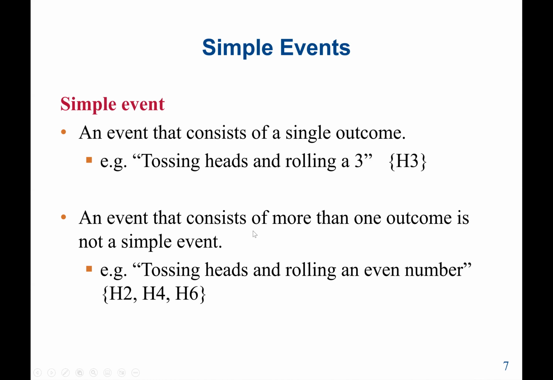Now, an event that consists of more than one outcome is not a simple event. For example, tossing heads and rolling an even number. We have 3 possible even numbers: H2, H4, H6. So this is not a simple event. Again, a simple event means we have only a single outcome. A good example is H3. I toss the coin and get head, and roll the die together, and only one outcome is possible at a time: I have 3.